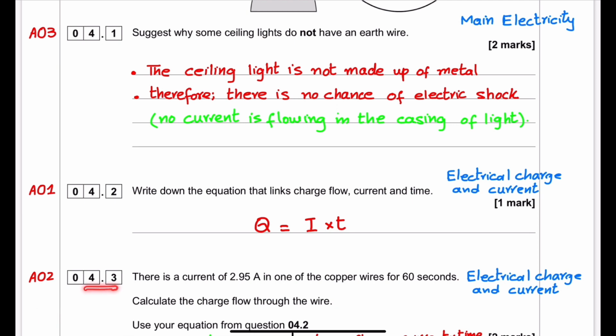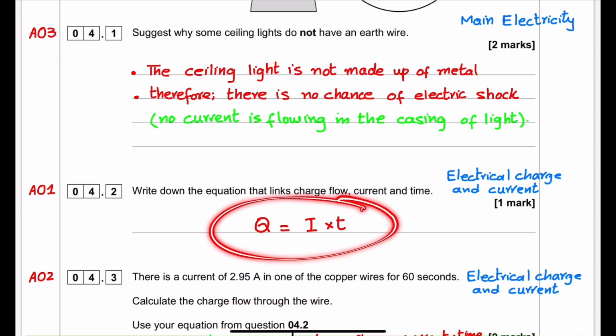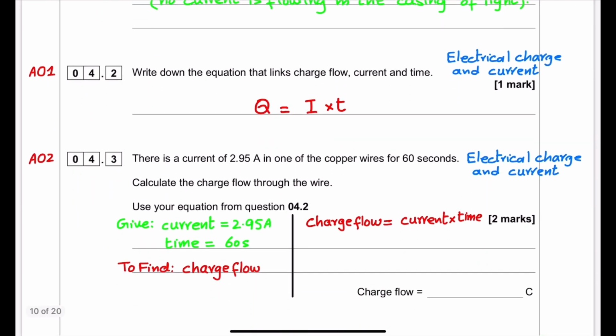Four point three is an AO2 question from the same topic. The current flow is 2.95 ampere in one of the copper wires for 60 seconds. Calculate the charge flow. The student needs to use the equation used in 4.2. In our question, let's see what is given. The current is given 2.95 ampere, time is given 60 seconds, and the student needs to find the charge flow.